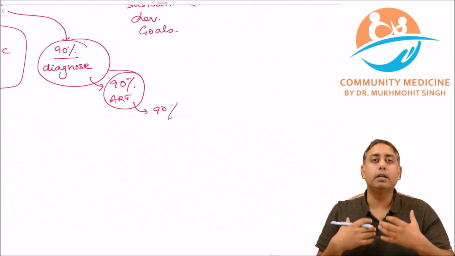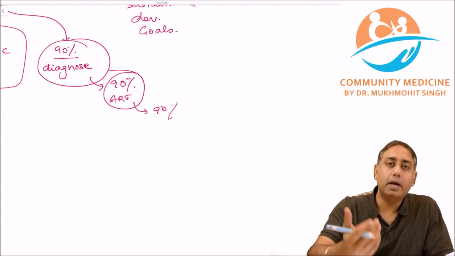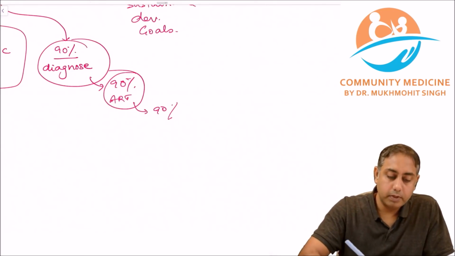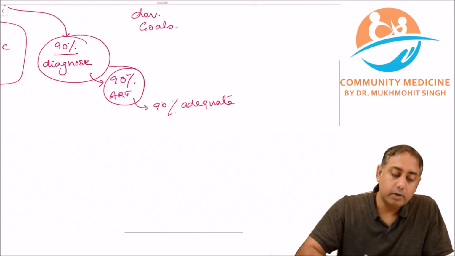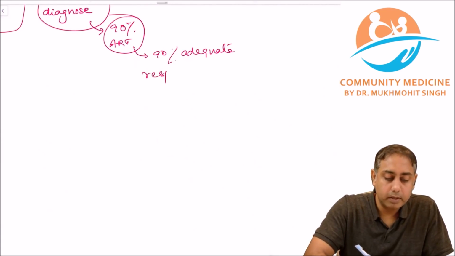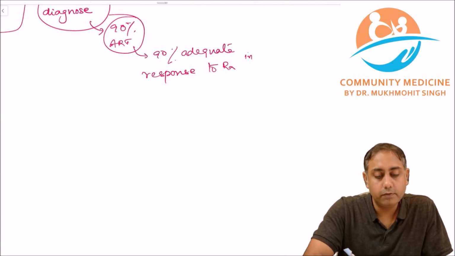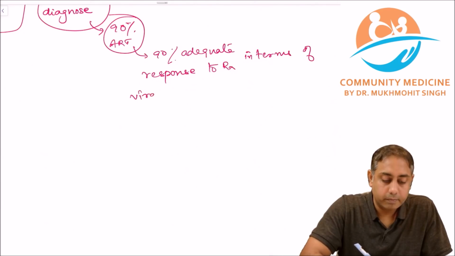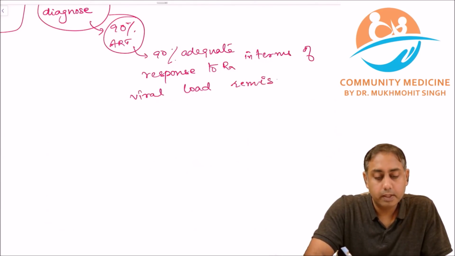There should be viral replication stopped. There should be viral load remission. 90% should have an adequate response to the treatment, in terms of viral load remission. It's important.